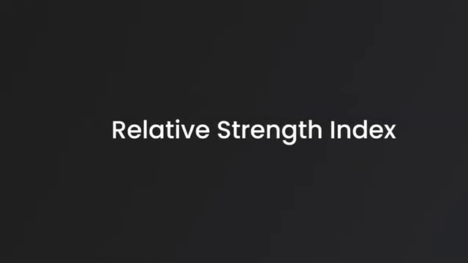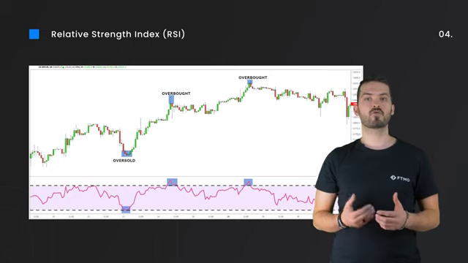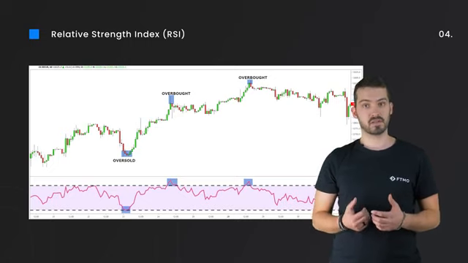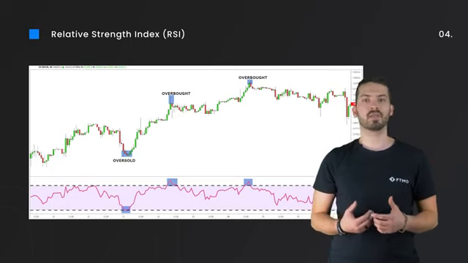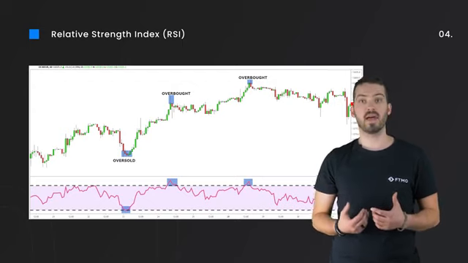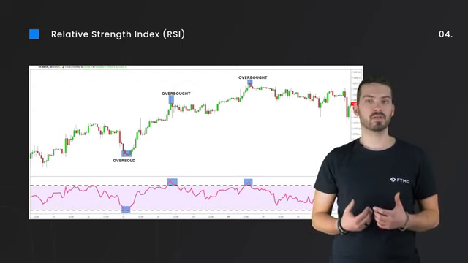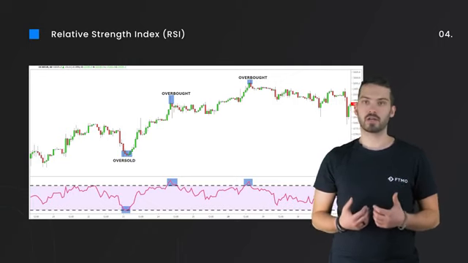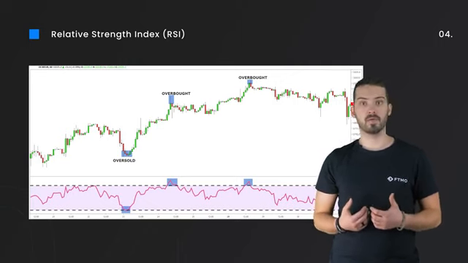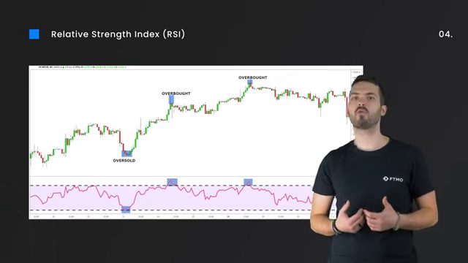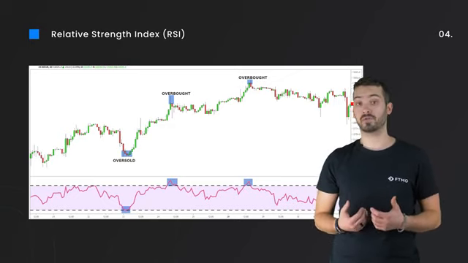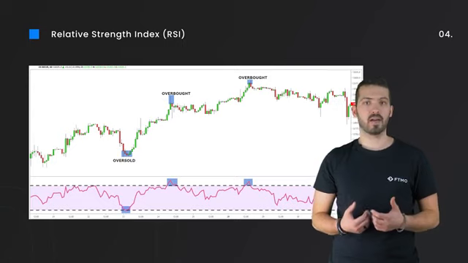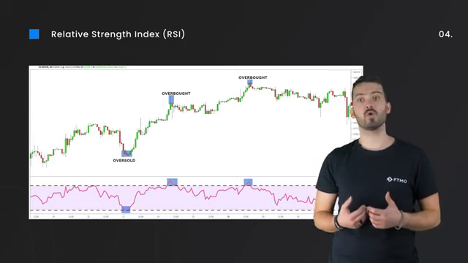Relative Strength Index. RSI stands for Relative Strength Index. It is a momentum oscillator that measures the velocity and magnitude of price movements on a scale from 0 to 100. Generally, when the RSI shows a reading of 70 and above, we can assume that the instrument is overbought and the price should go to the downside. Readings of 30 and below suggest that the instrument is oversold and we should see the price going higher.